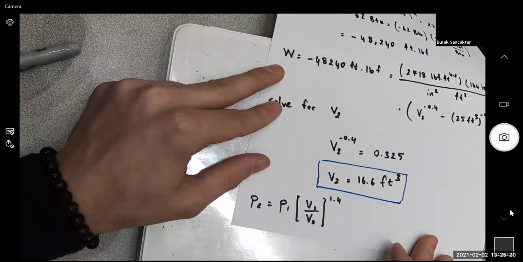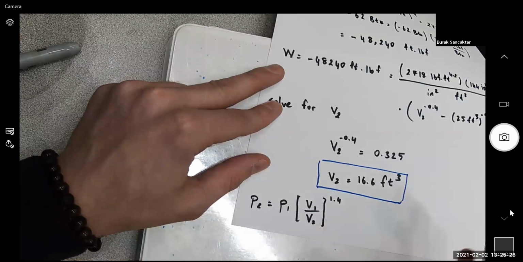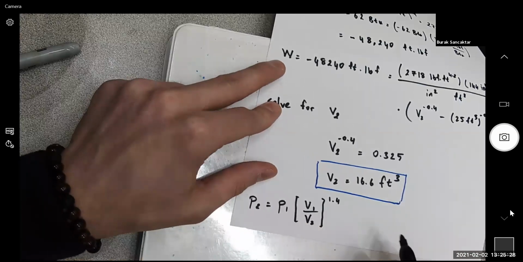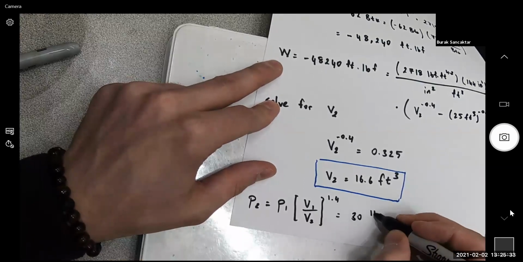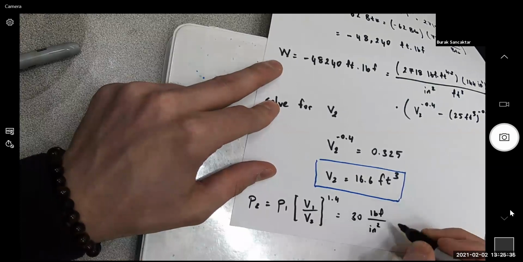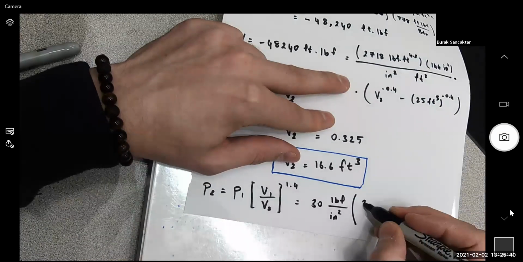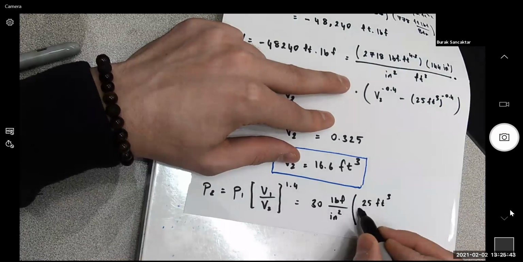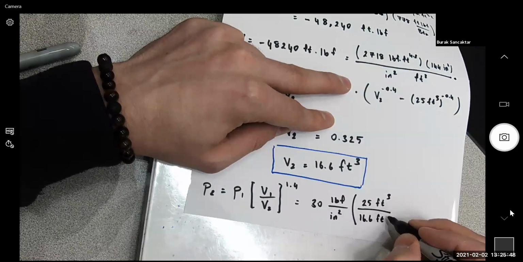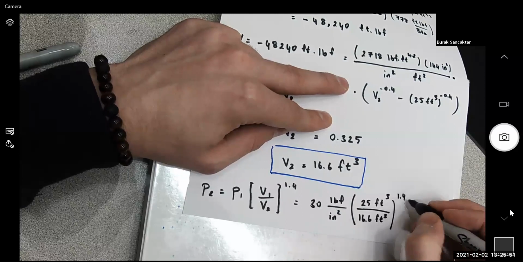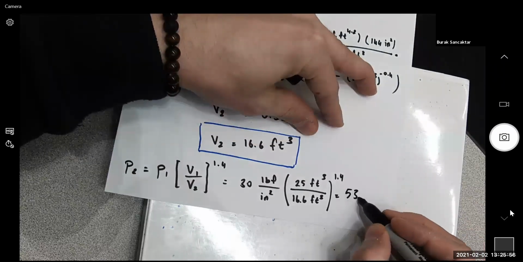What I did is P1 V1 to the power of 1.4 equals P2 V2 to the power of 1.4. Equal 30 pound force per square inch times, I know my V1, right, 25 feet over, I just calculated my V2, 16.6 feet, to the power of 1.4, equals 53.3.